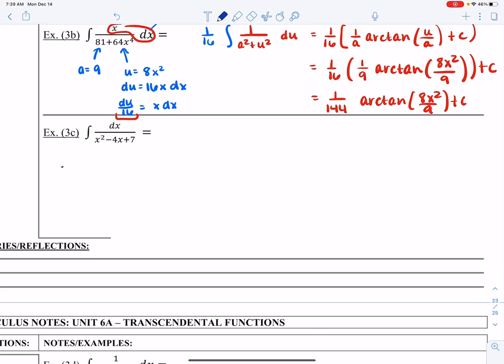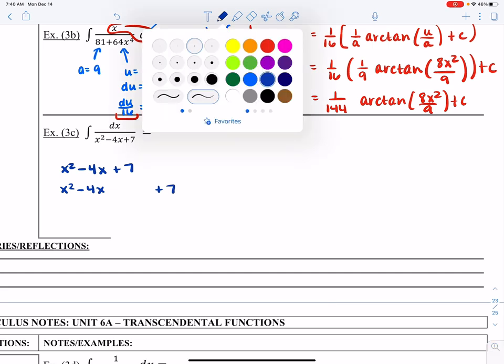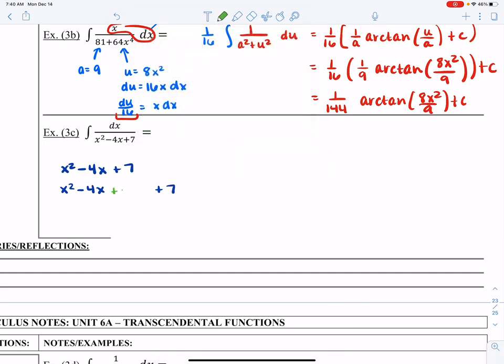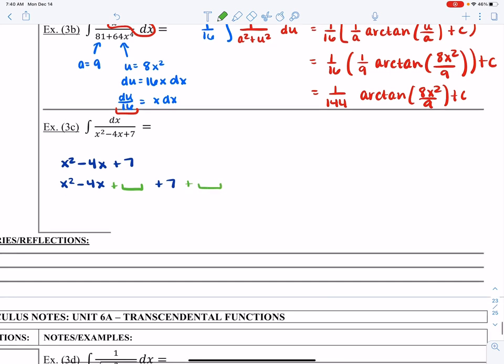So let's recall a skill from both Algebra 1 and Algebra 2. In Algebra 1 and Algebra 2, we did something called completing the square. So we're going to leave this x squared minus 4x here. And I'm going to shove the plus 7 down the line. And I'm going to create a blank for a new number here and a new number here. And I'll explain why there's two blanks in a minute.